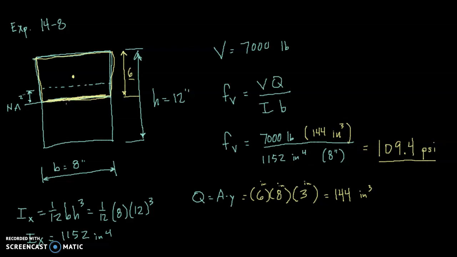Now if we look at part B, part B asks, what if we go 2 inches up from there? So what changes and what remains the same? 7,000 pounds, that's the same. Q, okay, Q is going to be different. What about I? I is the same, and the width 8 is the same. So really the only thing I need to recalculate is Q.